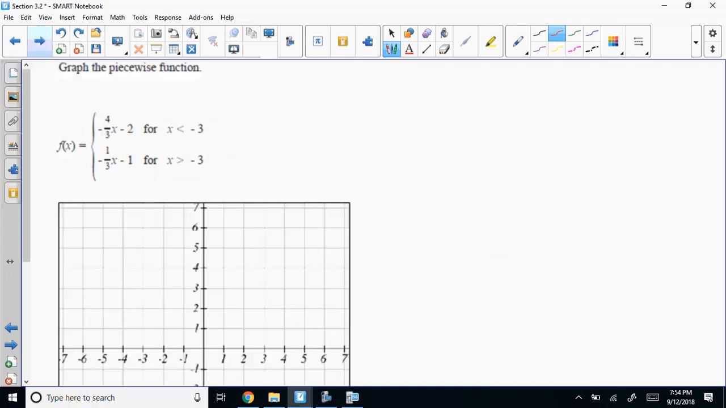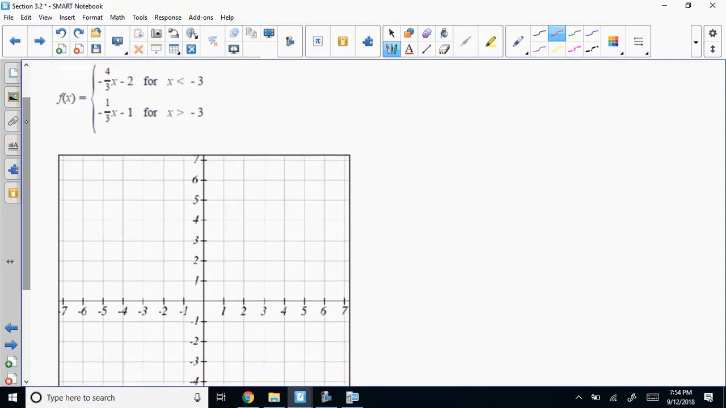Oh, we got to graph it. Anybody know how to graph this one? Anybody remember how to graph? Let's look at it. I'm going to do this one in green. Where do I start? At negative 2, that's my y-intercept. My slope is negative 4/3, and my b, my y-intercept, is negative 2. If you remember, that's y equals mx plus b, right?